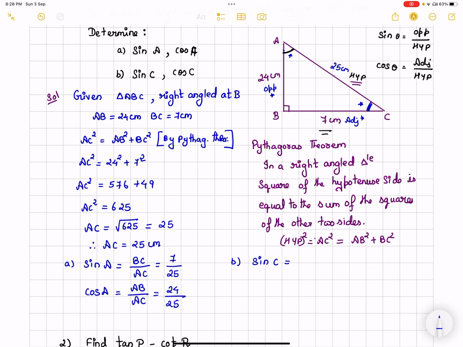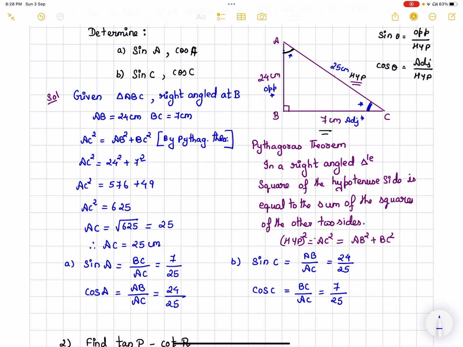So for angle C, the opposite side is 24. So opposite is AB divided by my hypotenuse AC. So it's going to be 24 divided by 25. And then cos C. Cos C is nothing but the adjacent side, that is BC, divided by AC. BC is 7, divided by 25.